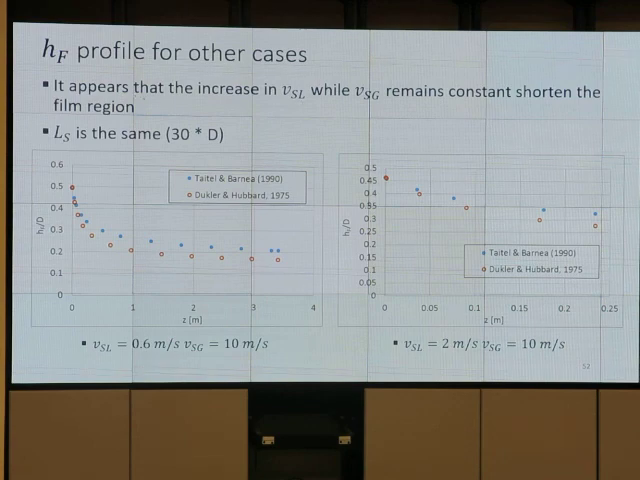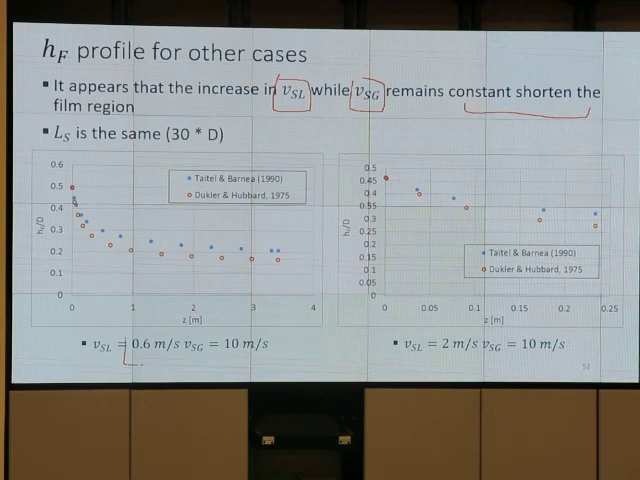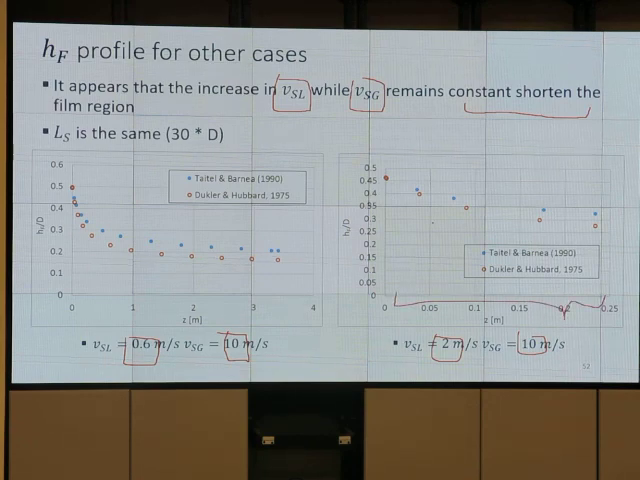Now I do another case. I try to increase VSL while VSG stays the same. This shortens the film region. When I play with the numbers, this case is 0.6 and 10, and another one is 2 and 10. So when I do the case for 2 and 10, with more VSL, I get a shorter film length, and the film profile is a little bit different. So this means the program that I have can calculate anything. The program that you have may be in the take-home exam or something.